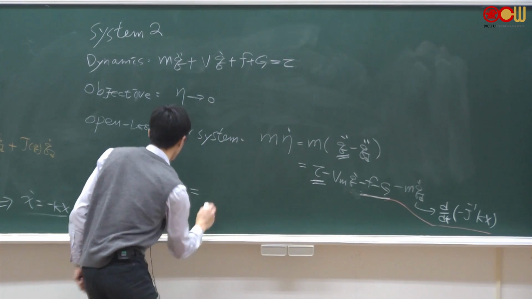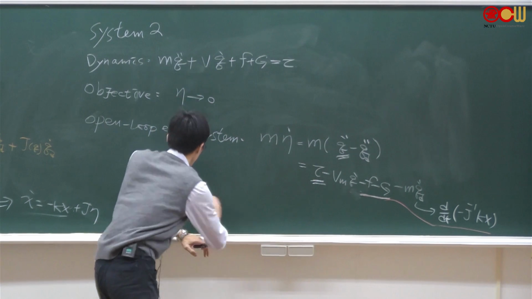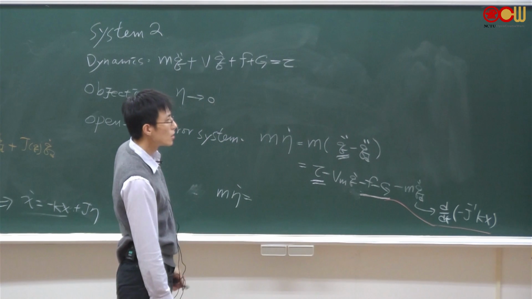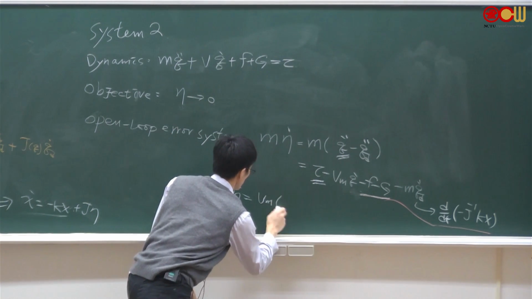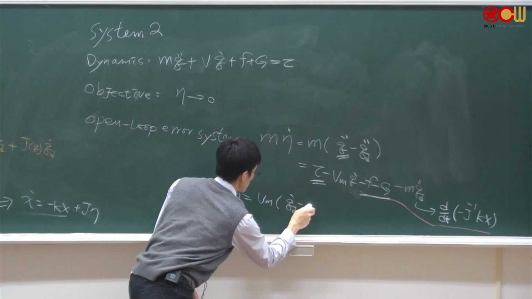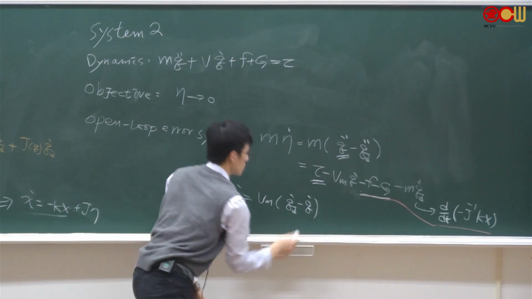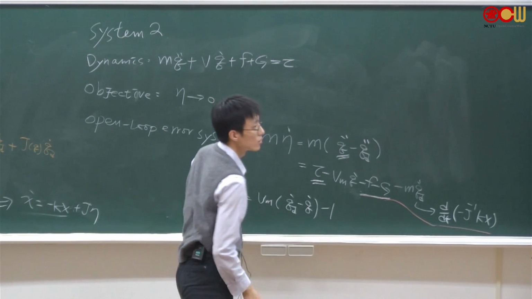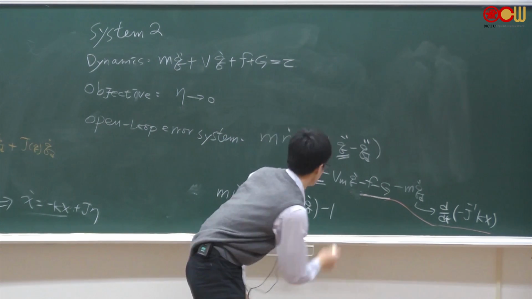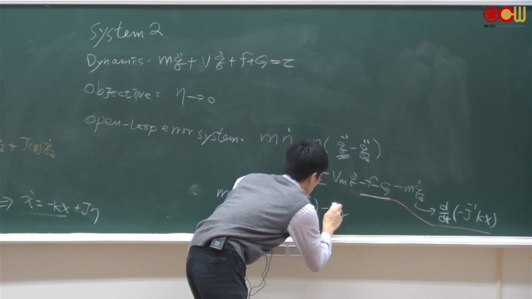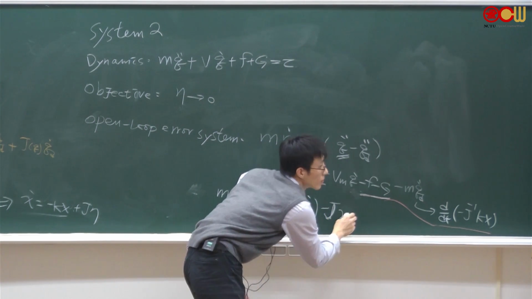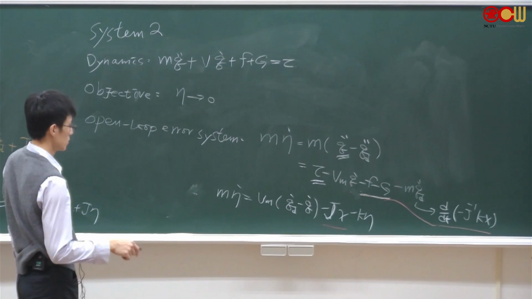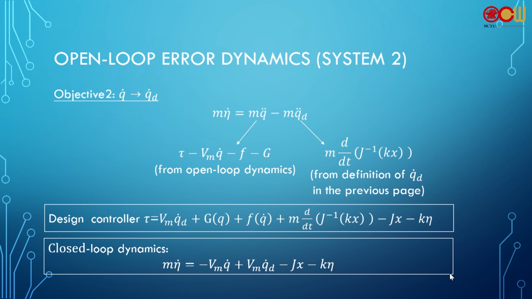So these three terms are used to cancel out these three terms. Using that tau, your M eta dot becomes V_m q_d dot minus q dot, and G, F, M go away, J x minus K eta. Okay, it becomes this, the same, right? Closed loop dynamics.